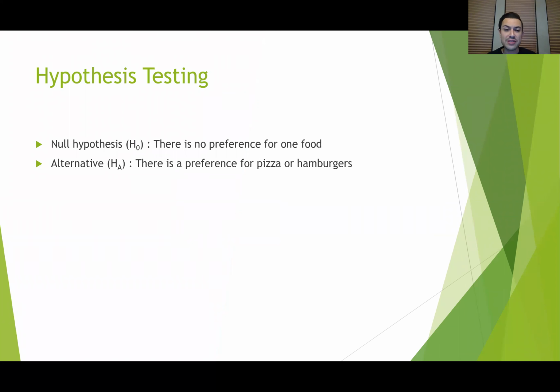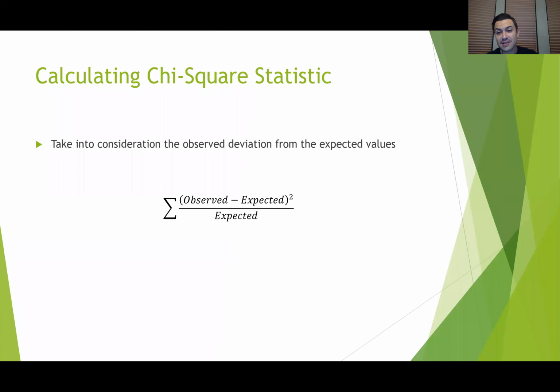So our hypothesis testing is a very important step. Our null hypothesis is that there's no preference for one food versus the other, or in other words, that it's just random. Our alternative hypothesis is that there's a preference for pizza or hamburgers. Unfortunately, because this is statistics, you have to do a little bit of math, but that's okay. It makes sense. What we're basically calculating here is how much the observations that we see diverge from our expectations.